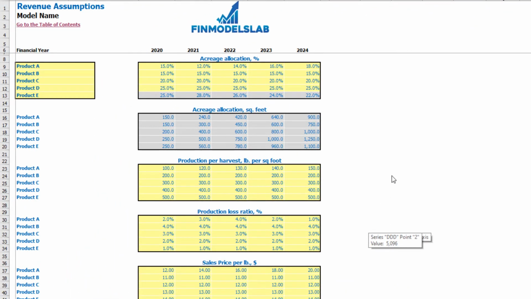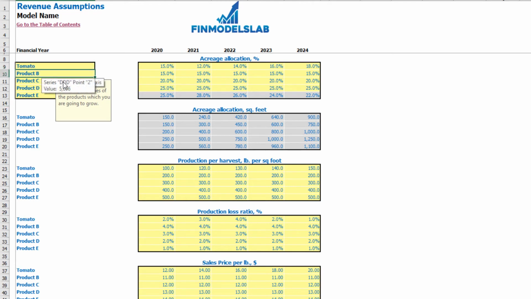On the revenue tab, you can input your revenue assumptions related to the model. First of all, you need to set the product names. All these cells are adjustable. For example, instead of product A, you can select tomatoes, for example, etc.